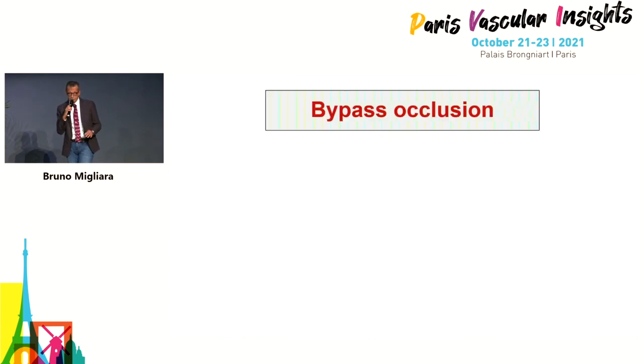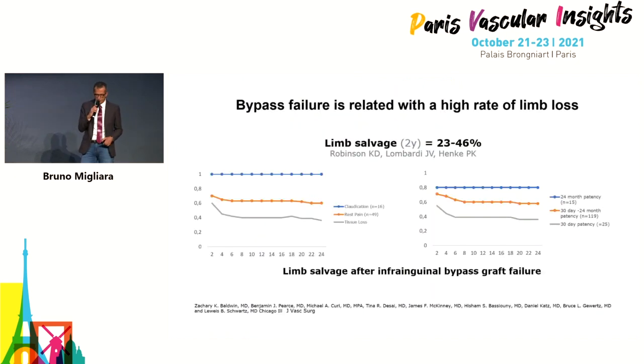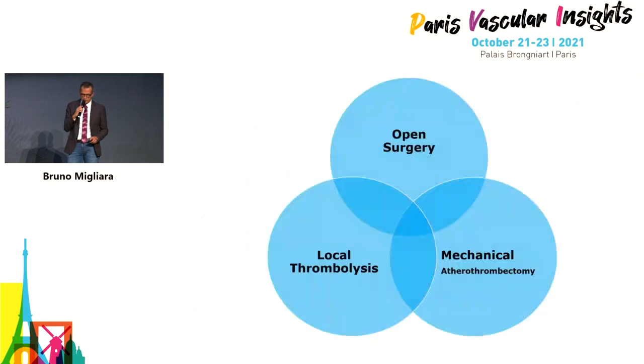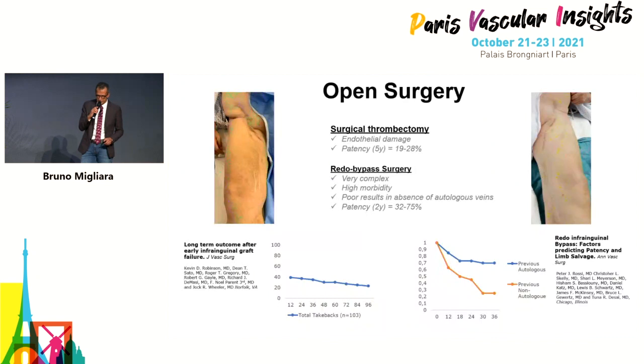The second part of my talk is dedicated to the use of Rotarex in a more complex situation, that is the bypass failure. We know that bypass failure, above all in patients with CLTI, is a really dangerous situation for life and for limb, and this is related with a high percentage of limb loss at 2 years. We can treat this with open surgery, of course, with local thrombolysis, or eventually using mechanical atherothrombectomy devices.